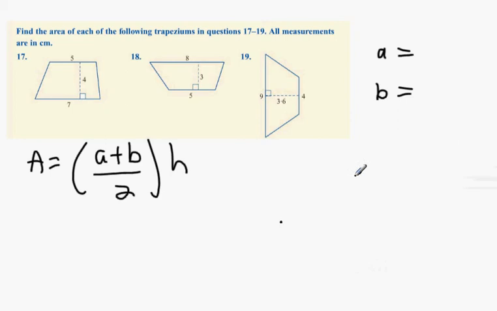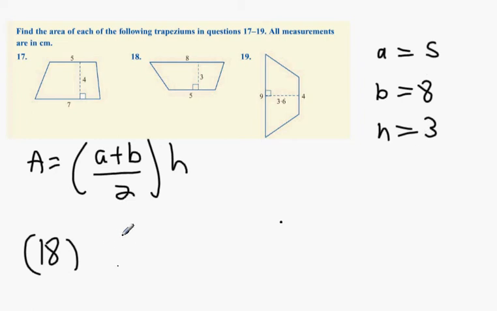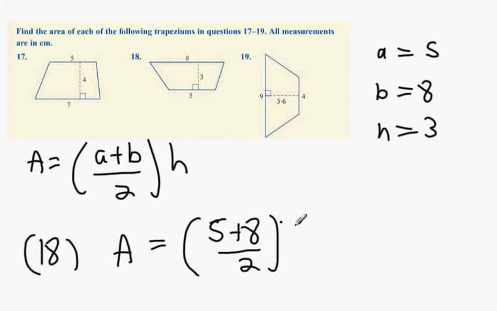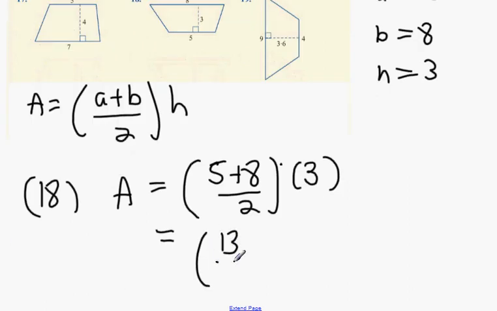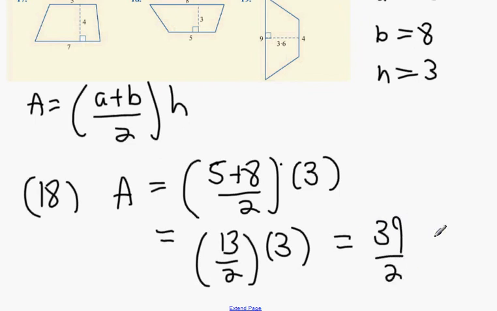So for question 18, can anybody tell me what A and B are? 5 and 8, okay. And what's the height? 3. So it's very much just putting the numbers into the equation, okay? So we're going to get 5 plus 8 all over 2, multiplied by 3. That is 13 over 2 multiplied by 3, which is 39 over 2. It's area, so is it centimetres cubed or centimetres squared? Squared, centimetres squared, okay? That's how you do all of them basically.